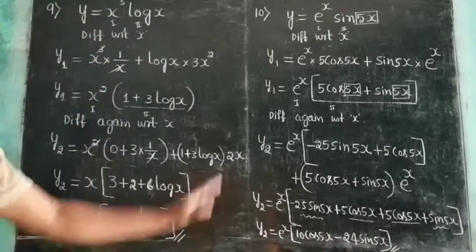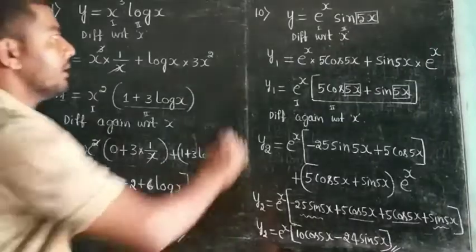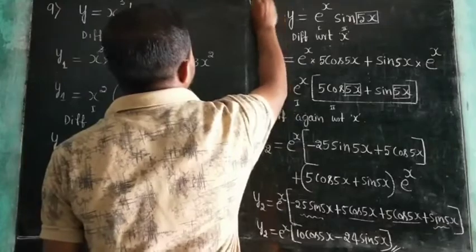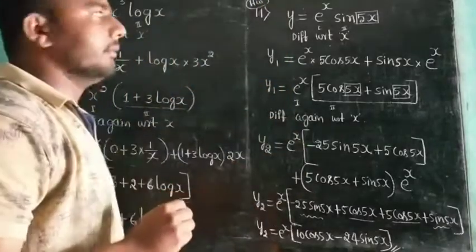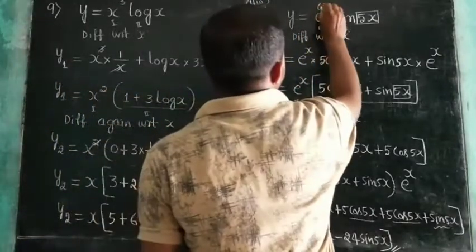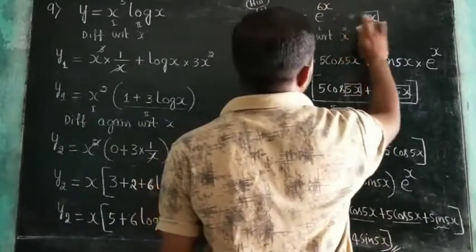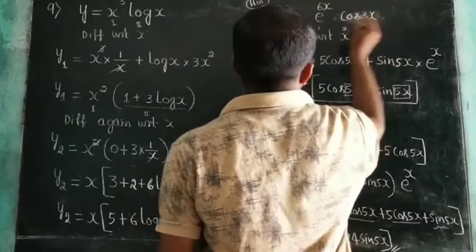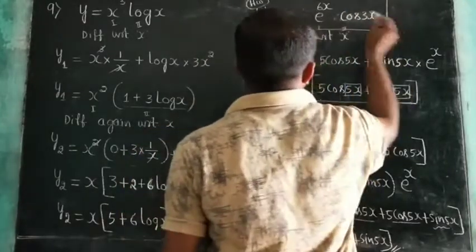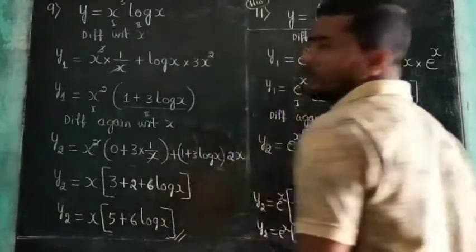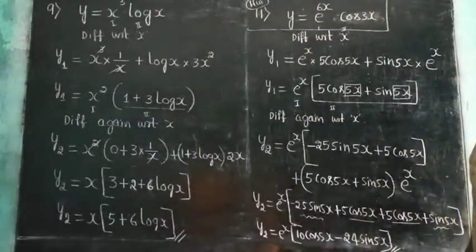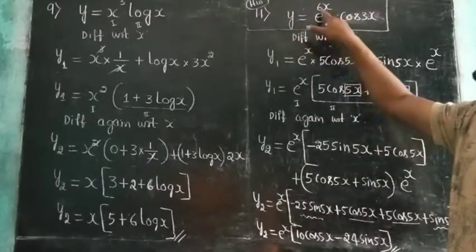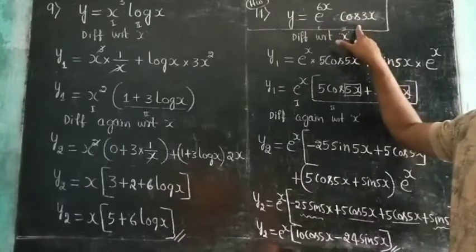And then in the same way, problem number 11 is homework for you. The problem: y is equal to e to the power of 6x into cos 3x. Write down problem number 11 yourself: y is equal to e to the power of 6x into cos 3x.